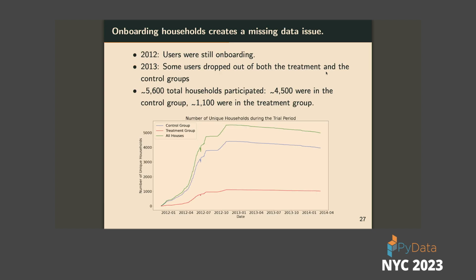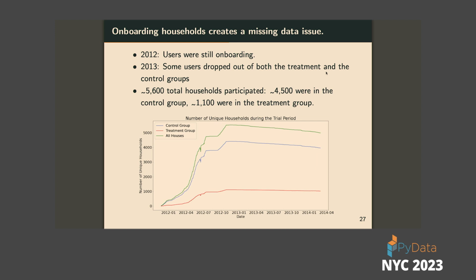So the trial started in late 2011, right? And it went until early 2014. So over on the y-axis, you're getting a count of unique house IDs that exist in the data set. And what this is showing here is when they started the project. They're onboarding users up until early 2013, and that's when the dynamic time of use pricing starts. And throughout 2013, some people drop out.